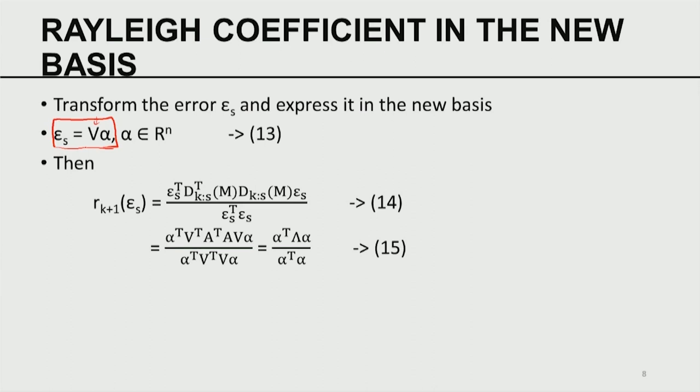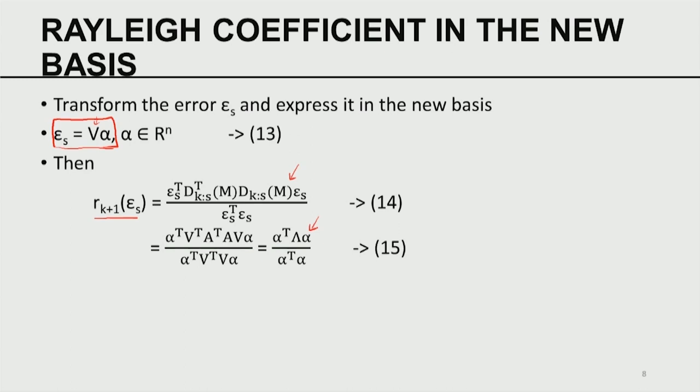Therefore, now I am going to re-express my value of the Rayleigh coefficient at time k plus 1 with respect to the Rayleigh coefficient at time s. This is the definition of the Rayleigh coefficient in the standard basis, which is 14. In the transformed domain, my Rayleigh coefficient takes this form.